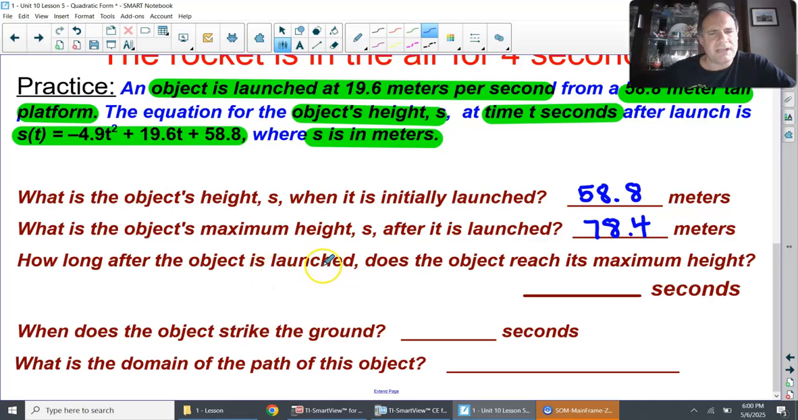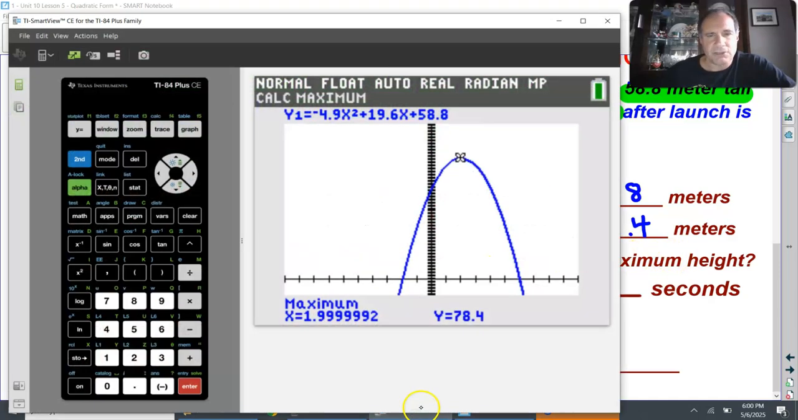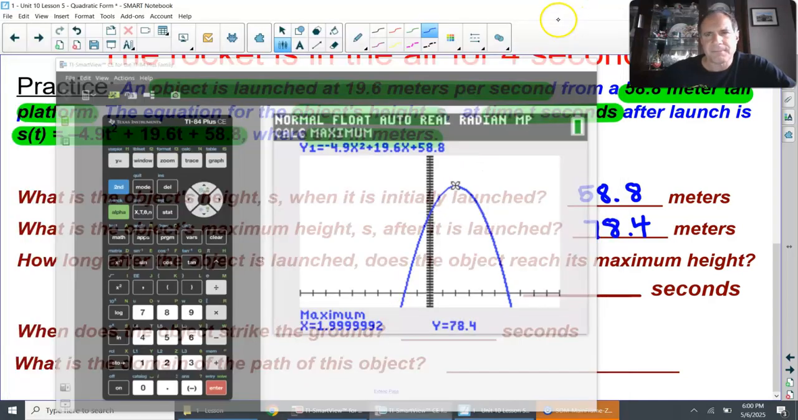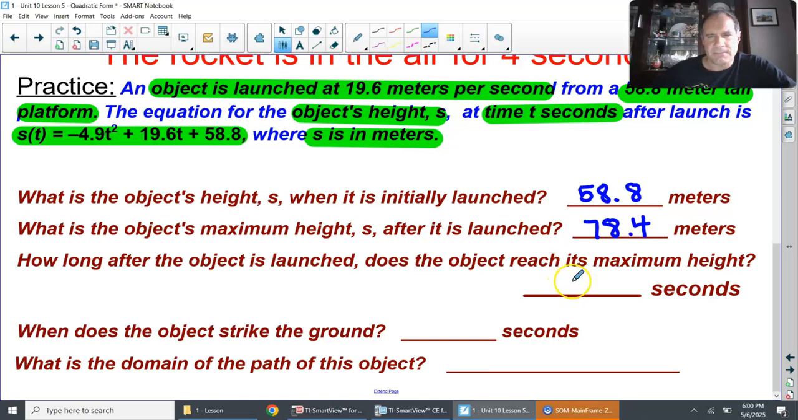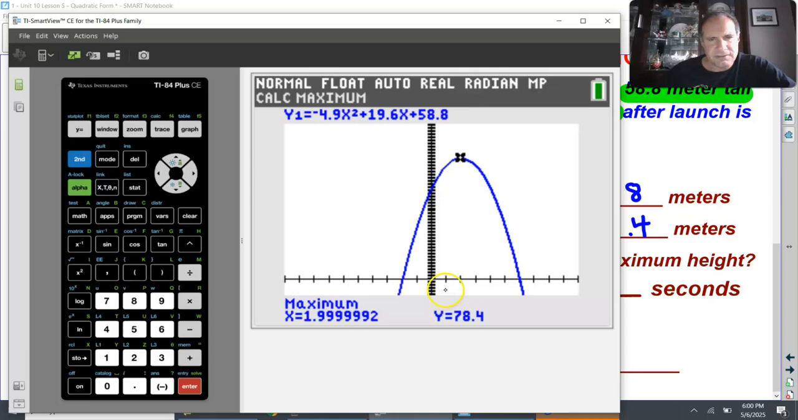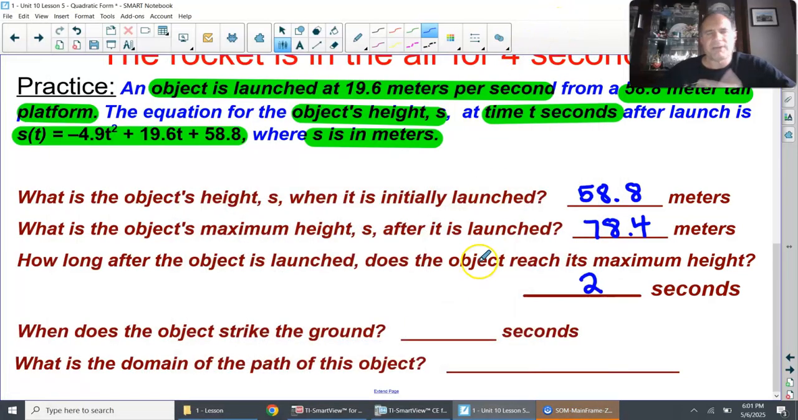How long after the object is launched does the object reach its maximum height? Then you can go back here and look, 2 seconds. So it says t in time in seconds. So this is 2. So let me go back here. See this X? This is 2 seconds. This is 1 second. This is 2. It reaches its maximum height, 1.999. Obviously, you're going to round that to 2.